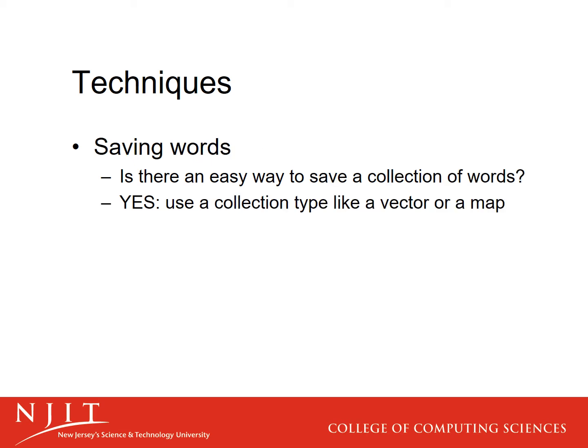I also have to save words, right? I need to keep track of all the words that are of length equal to the longest word. So I need some mechanism to save a collection of words. Can I do that? Yes. There are various collection types available, which I also talk about. There are vectors, there are maps. You can use either one of those. And we'll talk more about those both in this presentation and in a later one.